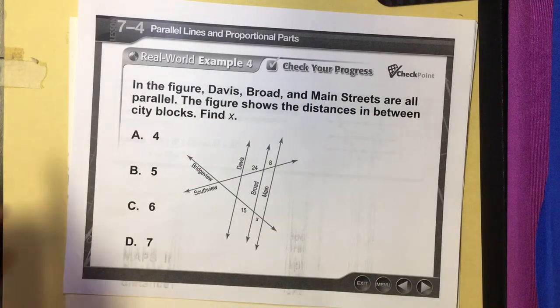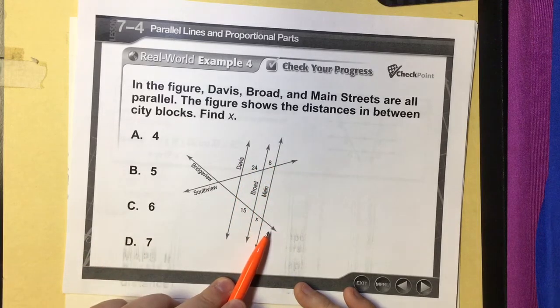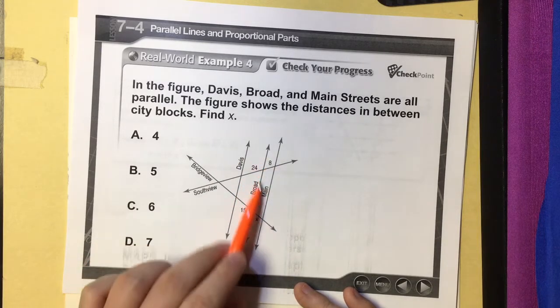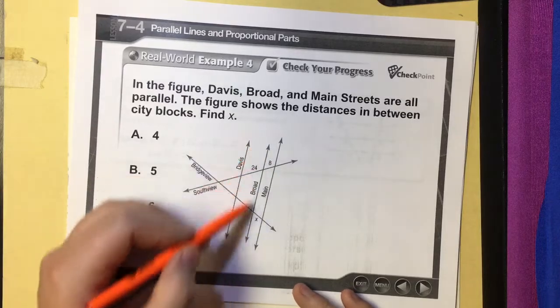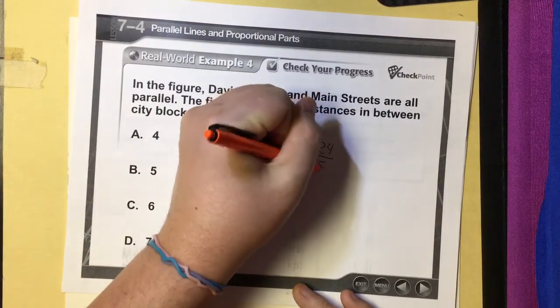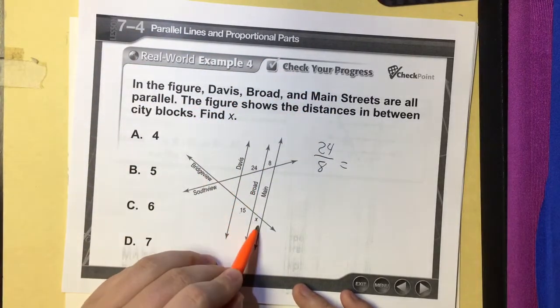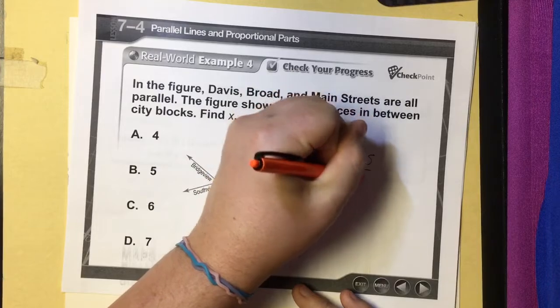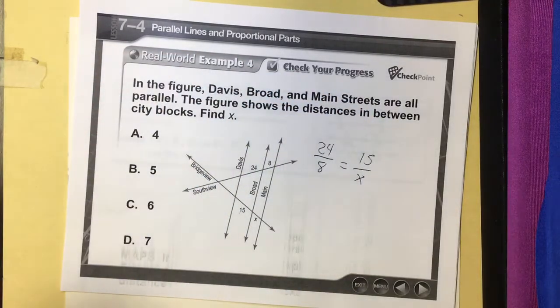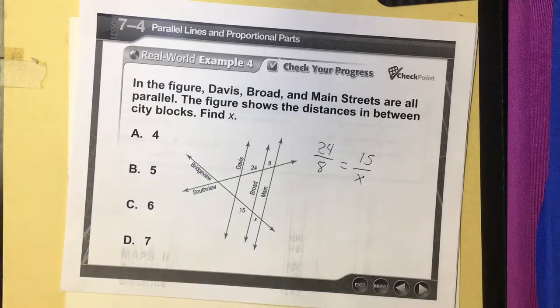Another one, we have Davis, Broad, and Main that are parallel, and it wants us to find x. So again, I like to use the parallel lines as my fraction bar, so 24 over 8 is equal to, I put 24 on top, so 15 over x, and cross multiply to solve. 8 times 15 is 120.